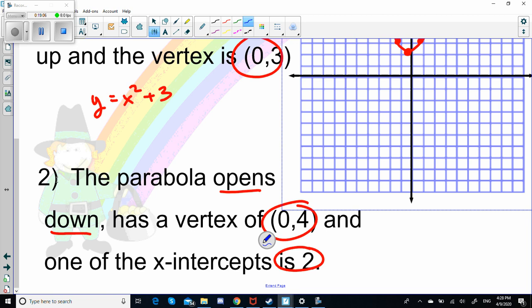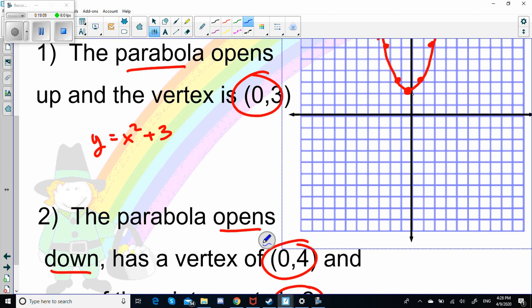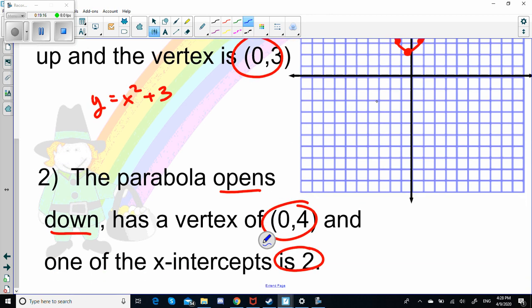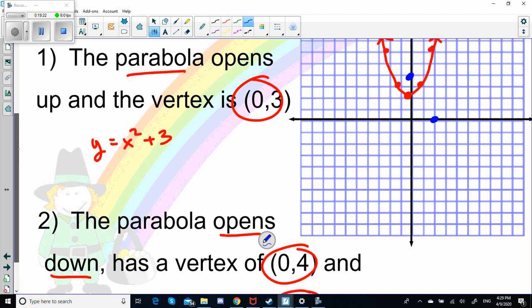Okay, so (0, 4). So 1, 2, 3, 4. We're opening down, and we know that the x-intercept is 2. Well, it would have to have 2 x-intercepts, not just 1. It would have to be 2 and negative 2. So this is also the parent function. The difference here is over 2, down 4. So that means my points would go here and here. And I could draw it this way, trying not to make that bottom pointy. And then I could write the equation.